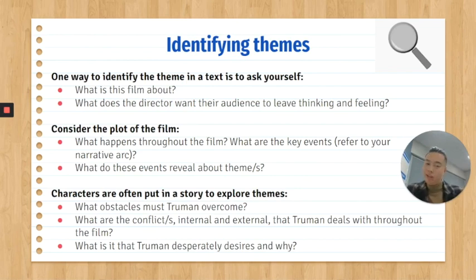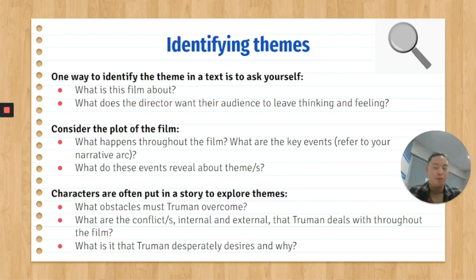In all stories, Year 9s, the character, the protagonist, desperately desires something. In our case, you could argue that perhaps Truman desires freedom. He wants to be free from the manipulative grasp of Christof. He wants to be free to experience the real world. Ladies and gents, oftentimes, as you probably would be realizing, when we consider the character's desires, that implicitly tells us what the theme of the story is.